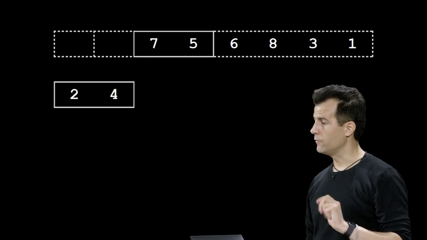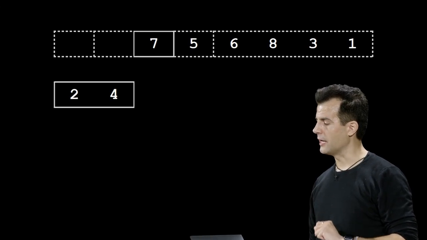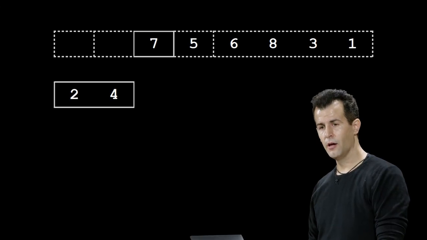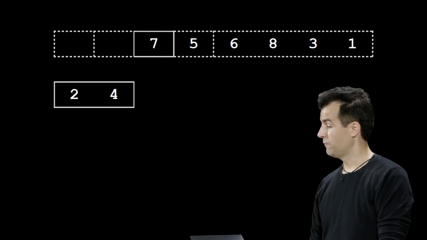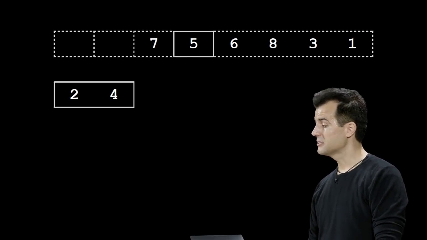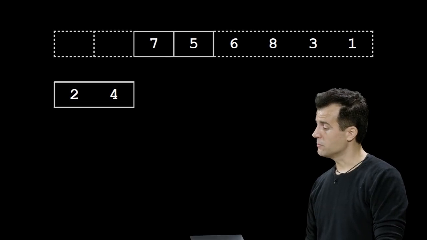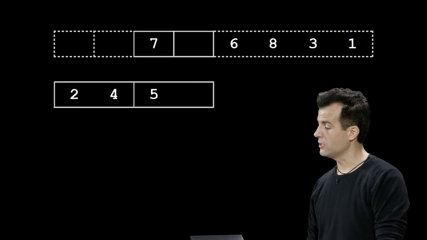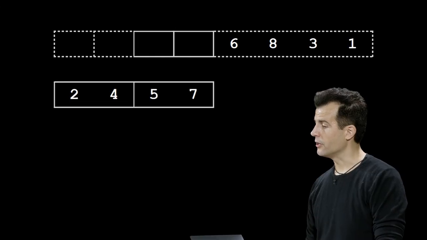Now let me mentally rewind. How did I get to 4 and 2? Well, I started with the left half, then the left half of the left half. Let me now do the right half of the left half, if you will. All right, let me divide this again. 7, a list of size 1. Is it sorted? Yes, trivially. 5, is it sorted? Yes. 7 and 5, let's go ahead and merge them together. 5 is, of course, going to go here. 7, of course, is going to go here.